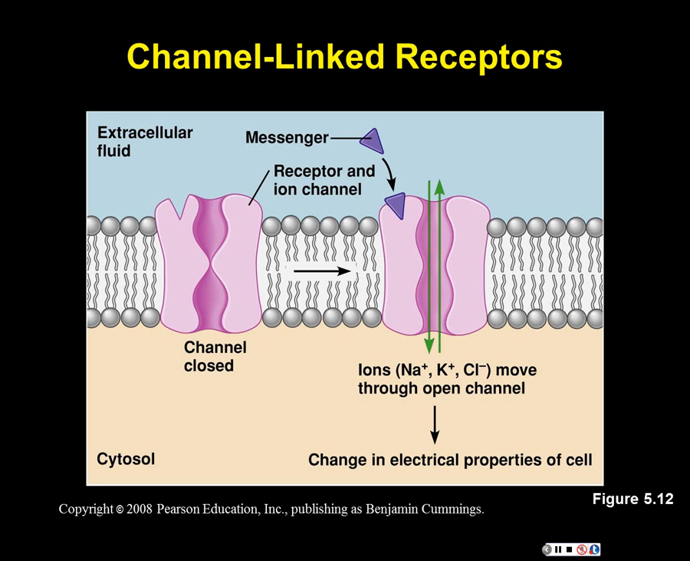What are our primary types of extracellular messengers? We're looking at neurotransmitters, paracrine messengers, hormones, neurohormones, and the last one was autocrine messaging as well.